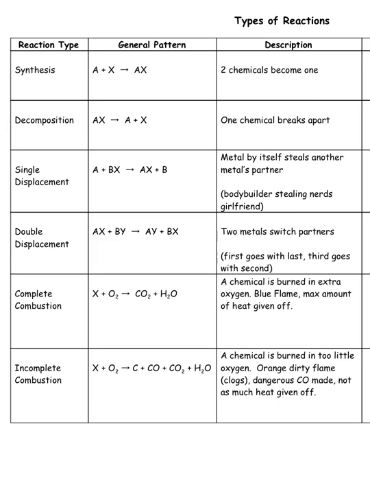The next pattern is called a double displacement pattern, and that's where you have 2 metals with partners to begin with, and what they do is they switch their partners during the course of the reaction. To see this pattern, I usually say the first goes with the last and the third goes with the second. That's why the A, the first thing, is going to go with the Y, the last thing, to make AY. And then the B goes with the X, the third goes with the second, to make your second product BX.